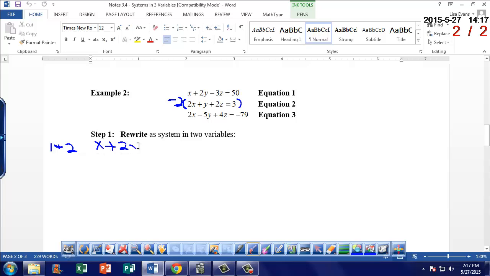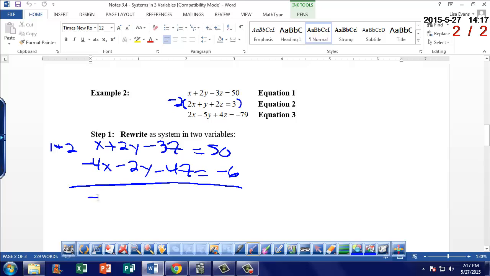X plus 2y minus 3z equals 50. Leave the first equation alone. Then the second equation is negative 4x minus 2y minus 4z equals negative 6. Go ahead and add those together. I get negative 3x minus 7z equals 44. Leave that alone.